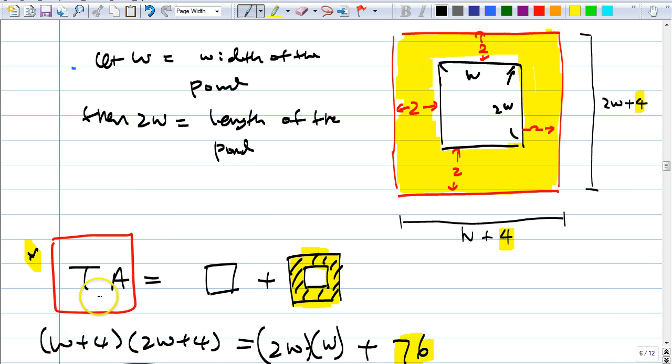You see how I have total area (W plus 4) times (2W plus 4), right? Length times width, correct? Equals the length times width of the smaller rectangle, 2W times W, plus 76, which is the area of that walkway. Is that okay? Yes? I'll move it up for you.